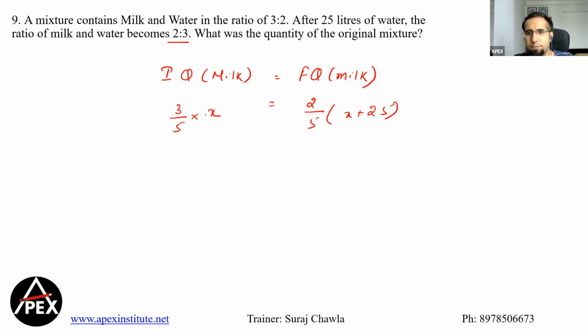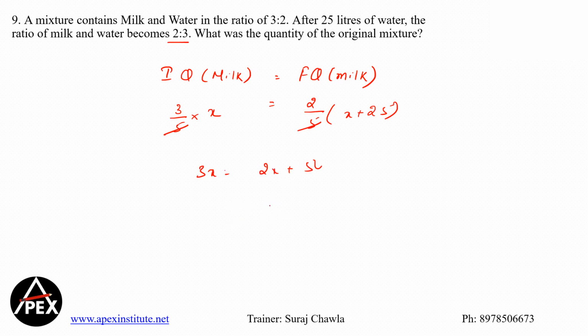Perfect, Varun. Great. So a few of you have just done one step. That's really nice. So 5 and 5 get cancelled. So we get 3x is equal to 2x plus 50, or we get the value of x is equal to 50. So perfectly right, the answer is going to be 50 here. Am I clear, guys?